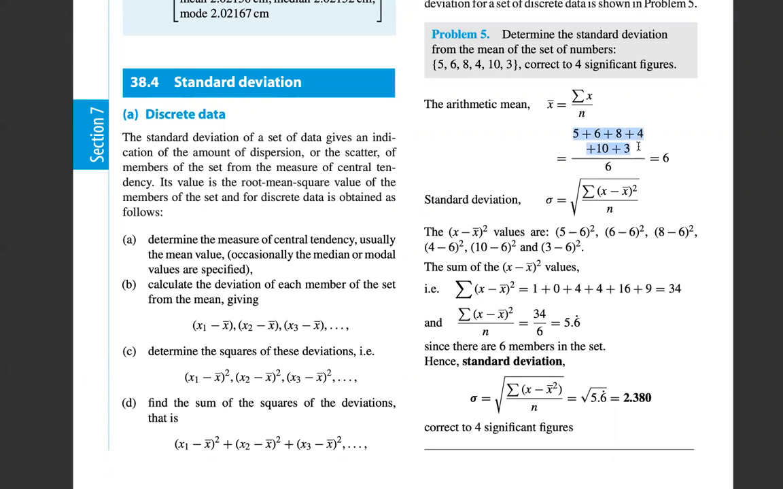That's what you're seeing up here, right? Add up all the numbers and divide by 6. So the mean is 6.